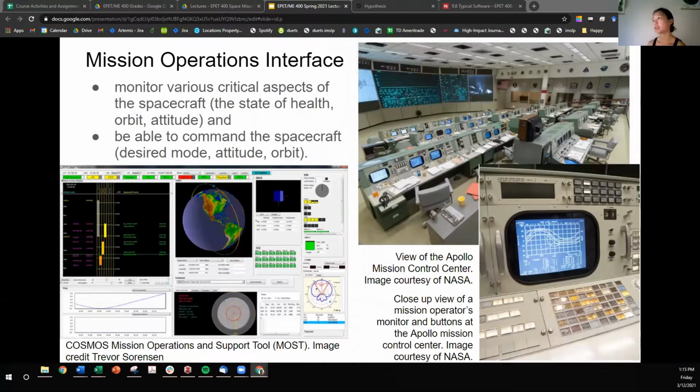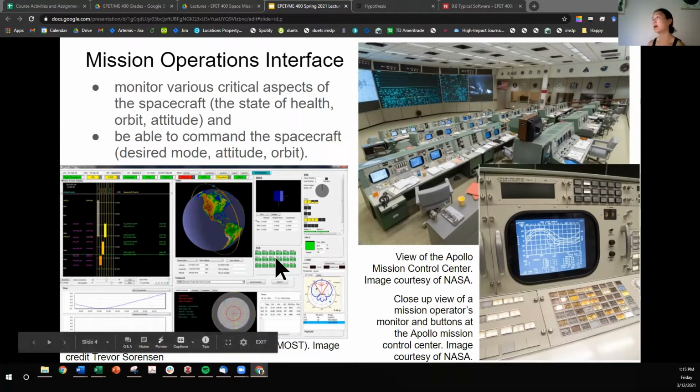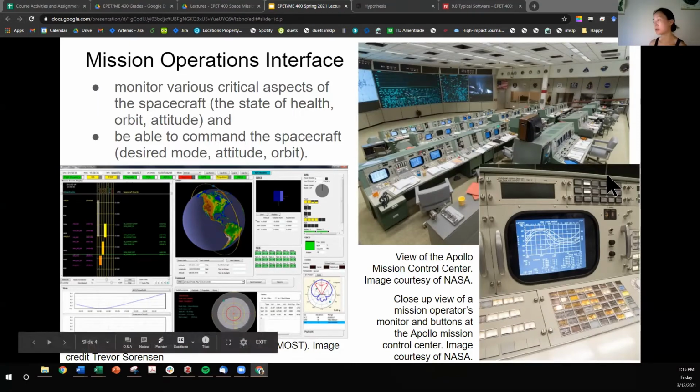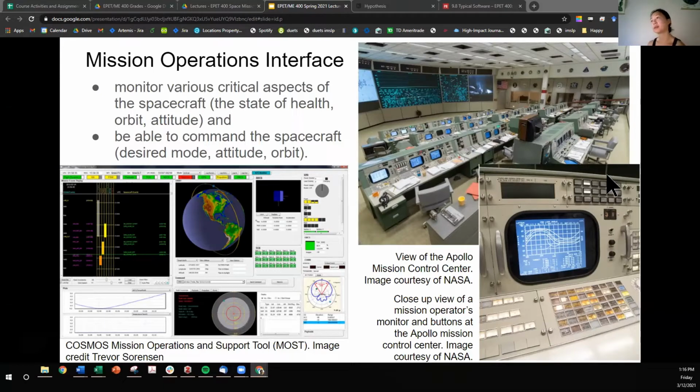All right, mission operations interface. So here you'll see the Cosmos mission operation and support tool, but I also have the Apollo mission control center on the top right and an individual console on the bottom right. The point of a mission operations interface is to monitor various critical aspects of the spacecraft, like state of health, orbit, attitude, and also to be able to command the spacecraft, like the desired mode that you want it to be in, whether that's science operations, radio pointing, command attitude, and orbit.